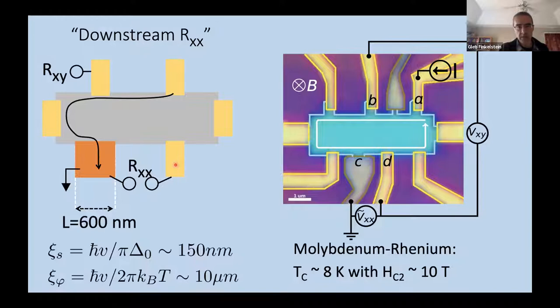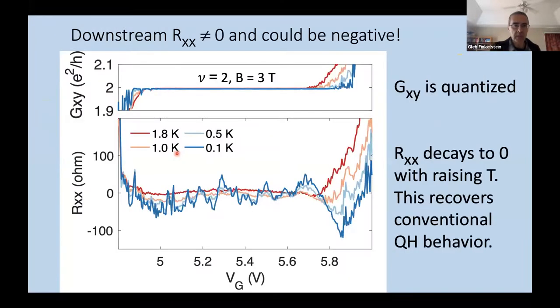downstream from the superconductor. This voltage could have been expected to be zero, it's not zero, and we can divide the voltage by the applied current and label that as the downstream longitudinal resistance, so downstream Rxx. We also measure the conventional quantum Hall resistance between these two contacts. So what we find is that when the transversal conductance of the sample is quantized, the downstream resistance is not equal to zero.